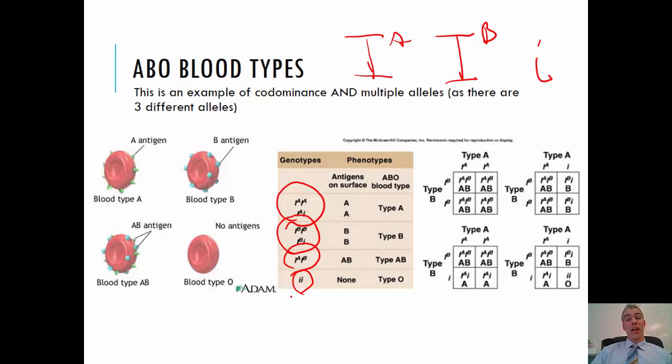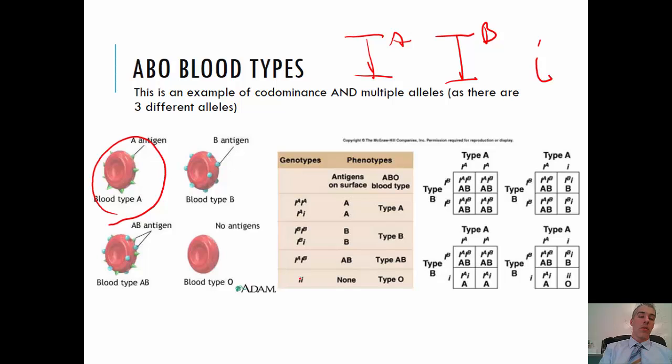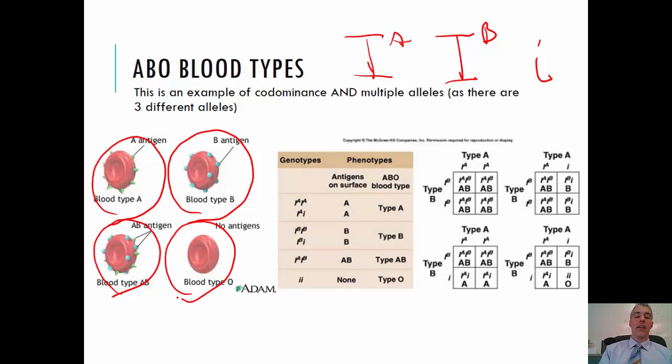Now, each of these alleles codes for a protein that expresses itself on the surface of the red blood cells. So as you can see over here, we have type A blood, and this isn't what they actually look like, but it's a good representation of it, with these little spikes coming off, and then the B proteins are like little circles. If you're AB, you have both of those types of antigens on the surface, and if you're O, you have neither, because the little i allele codes for no protein at all.